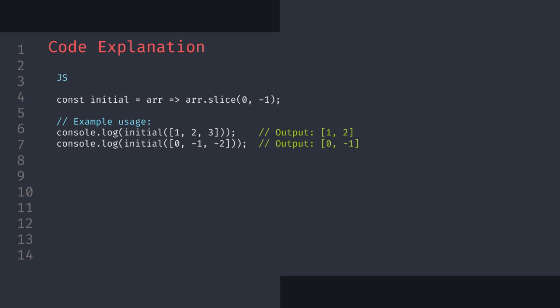The function takes an array and returns all but the last item. It uses slice, 0 and -1, which means from the start to one before the end. This does not mutate the original array, it merely creates a new one. Let's walk through how this works with different inputs.